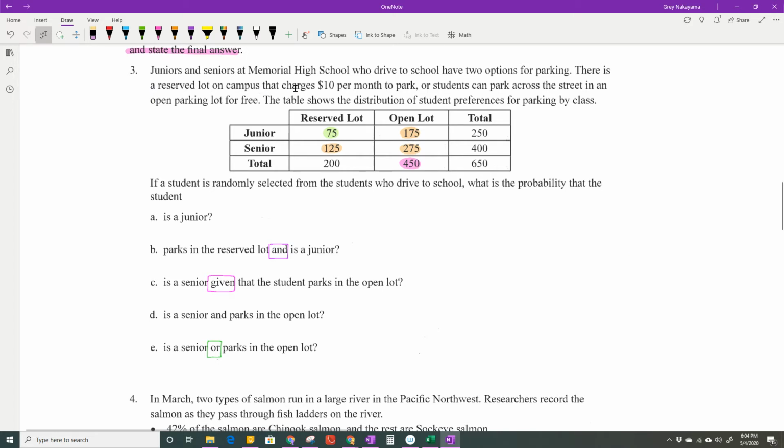Juniors and seniors at Memorial High School who drive to school have 2 options for parking. There's a reserved lot on campus that charges $10 per month to park, or students can park across the street in an open lot for free. The table shows the distribution of students' preferences by parking by class. So these are the juniors, these are the seniors, those who pay for the reserved lot, and those who don't pay for the open lot.